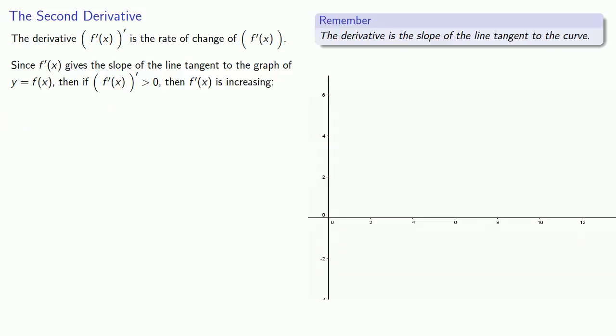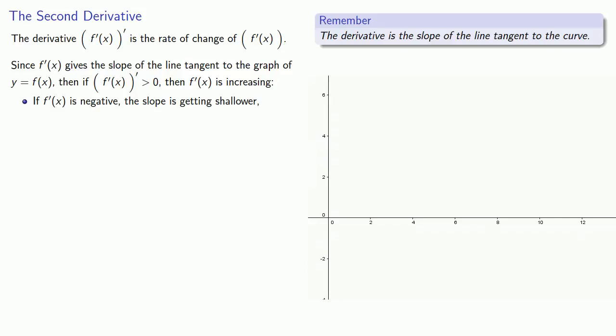Now there's two possibilities to consider. If the derivative is negative, then my tangent line looks something like this. But if that slope is increasing, that means my slope is getting less and less negative. My slope is getting shallower. And so my tangent lines as I move to the right might look like this. And that suggests a graph that looks something like this.